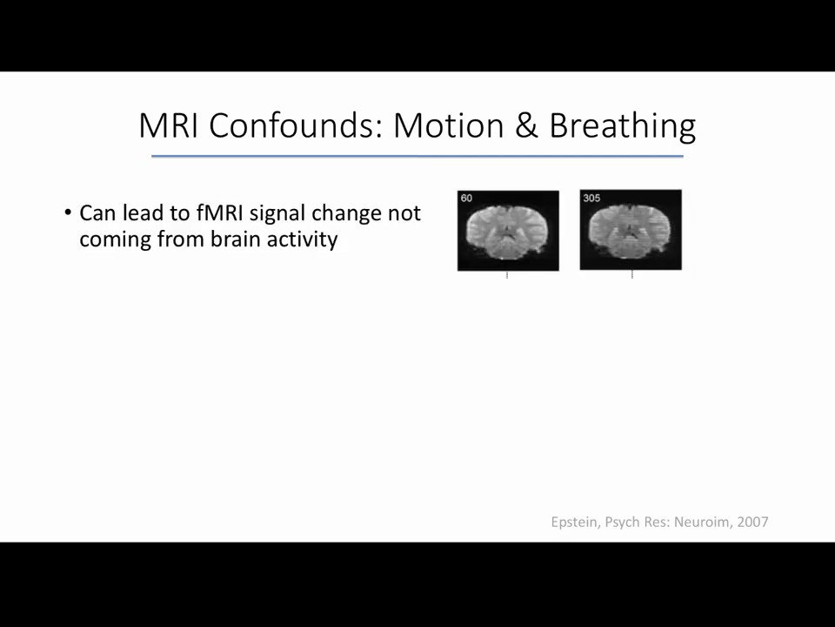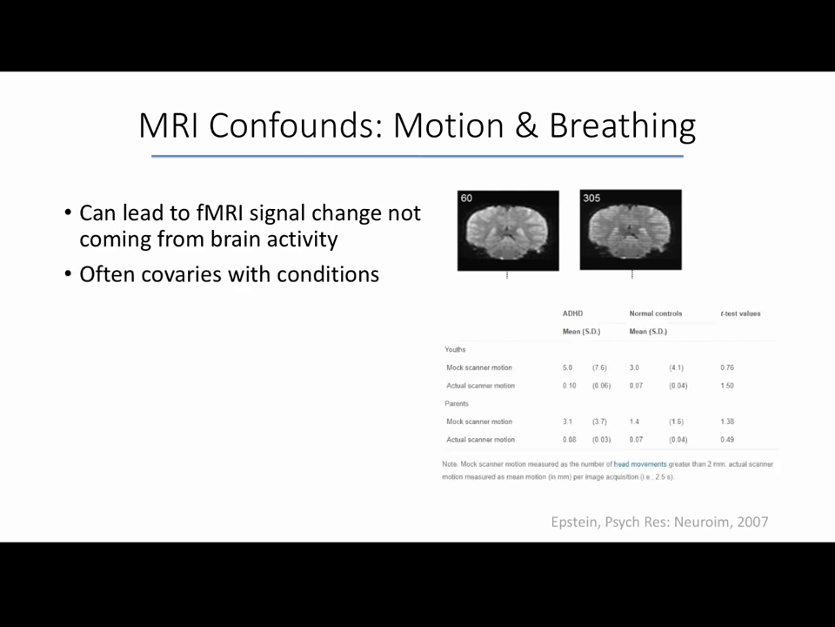MRI confounds are always a source of anxiety. These can lead to fMRI signal changes that are not coming from brain activity, they're coming from artifacts. You've probably heard about motion artifacts in a previous lecture in this course. You won't be surprised to learn that it often covaries with conditions. Someone with ADHD is going to move more in the scanner than someone without it.